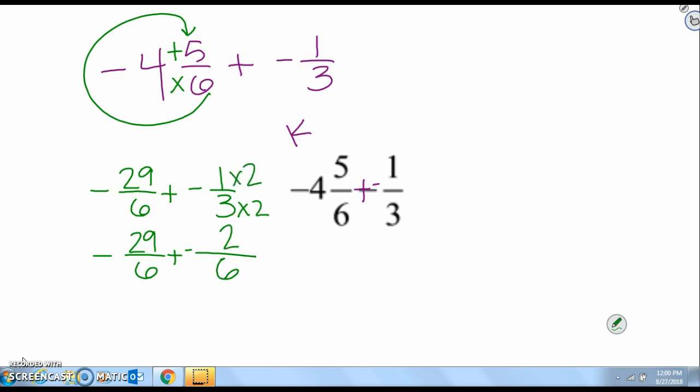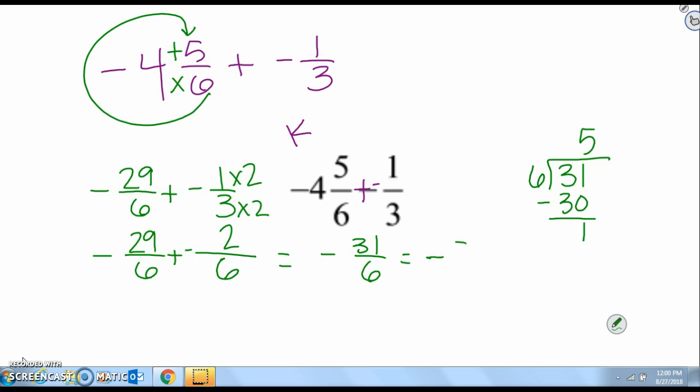Here my signs are the same, so I'm going to add. 29 plus 2 gives me negative 31/6. This is an improper fraction. To make it proper, we divide the denominator into the numerator. 6 divides into 31 5 times. 5 times 6 is 30, with 1 left. Our answer will be negative 5 and 1/6.